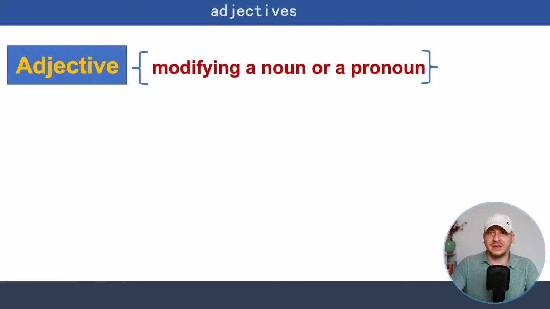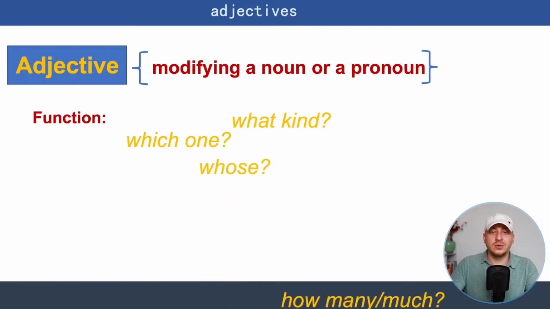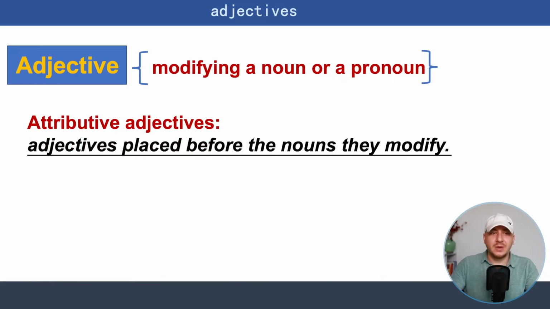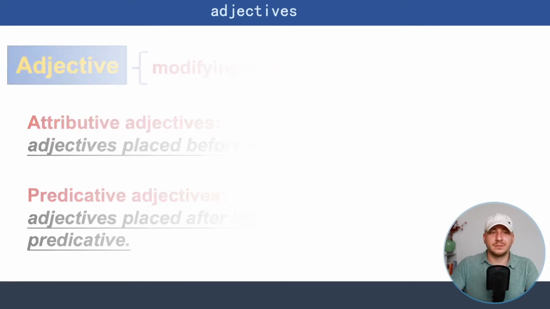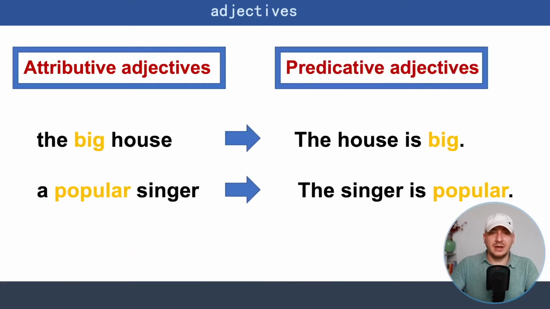Adjectives modify a noun or a pronoun. The function of an adjective is to tell us which one, what kind, whose, and how many or how much. We have attributive adjectives, and they are placed before the nouns they modify. Predicative adjectives follow linking verbs. Let's see more examples. We have the big house. The house is big. A popular singer. The singer is popular.